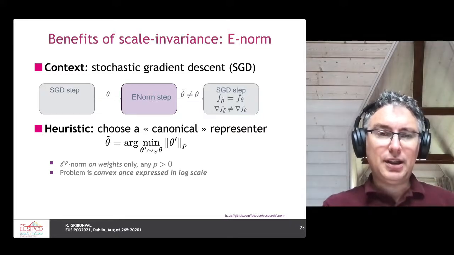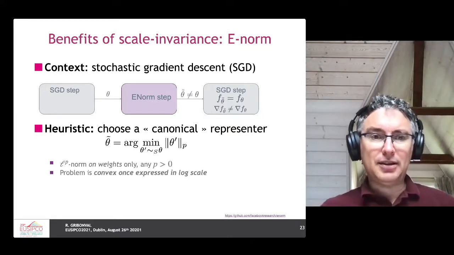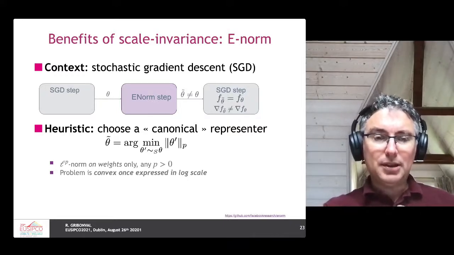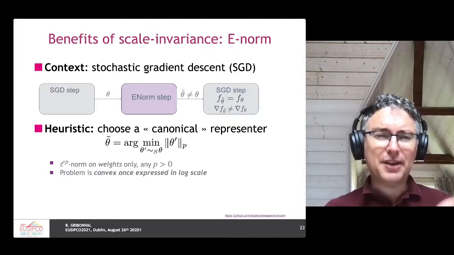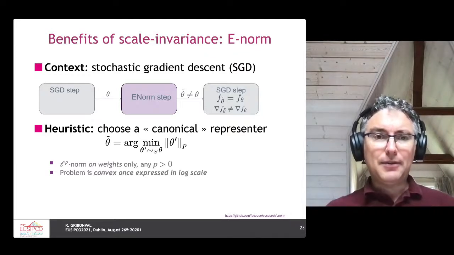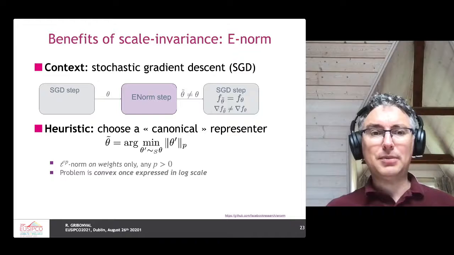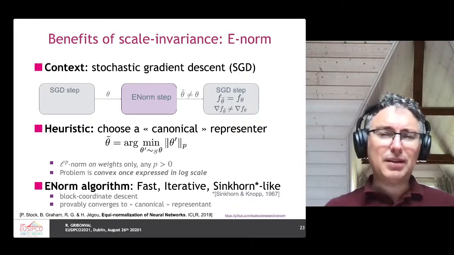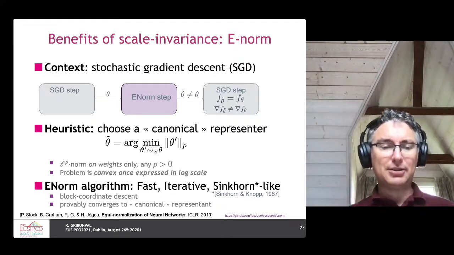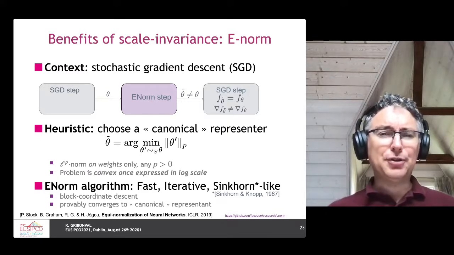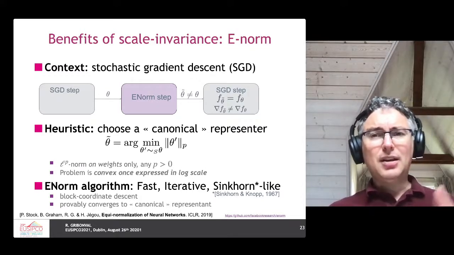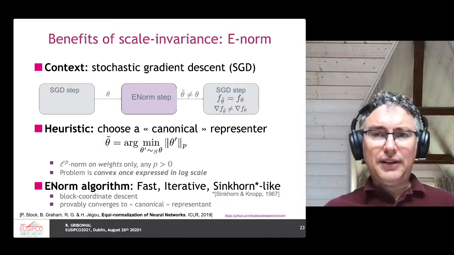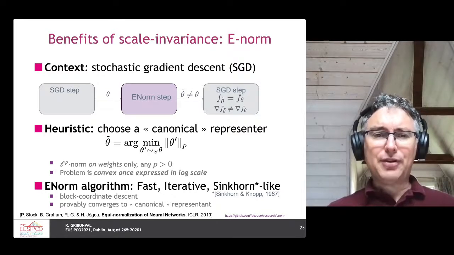Yet what we could show in this work is that this problem, when properly expressed in a logarithmic scale on the parameters, becomes a convex optimization problem. And it gives rise to an algorithm that's similar to or inspired by the Sinkhorn algorithm, and that provably converges to the desired canonical representatives. So I could give some details on the behavior of the algorithm.